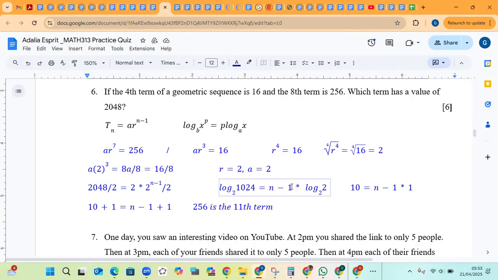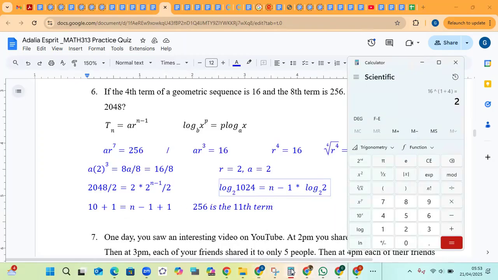And then she used a base of 2. She can do that. You can use any base, base 10, base 2, base 5, it doesn't matter. Base 2 or 10 is more convenient. And now she divided by log of 2 to cancel log of 2 and added 1. And she got 11. So let's verify that.